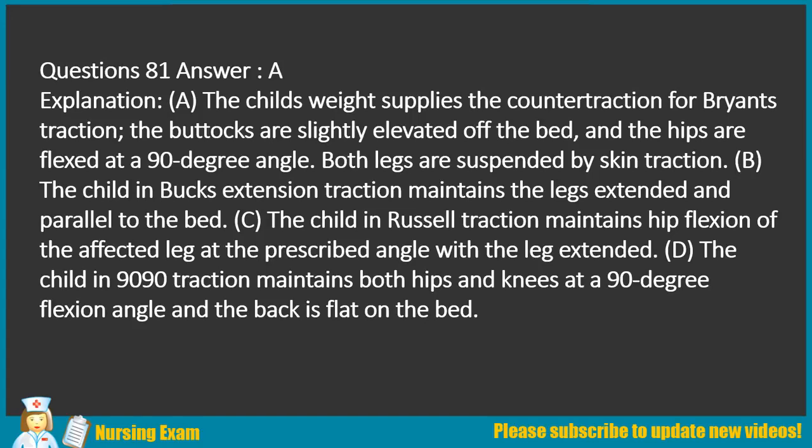Question 81 answer, A. Explanation: A. The child's weight supplies the countertraction for Bryant's traction. The buttocks are slightly elevated off the bed, and the hips are flexed at a 90-degree angle. Both legs are suspended by skin traction. B. The child in Buck's extension traction maintains the legs extended and parallel to the bed. C. The child in Russell traction maintains hip flexion of the affected leg at the prescribed angle with the leg extended. D. The child in 90-90 traction maintains both hips and knees at a 90-degree flexion angle and the back flat on the bed.